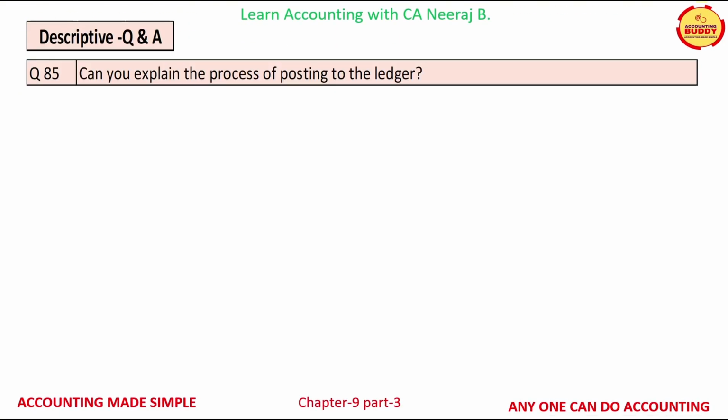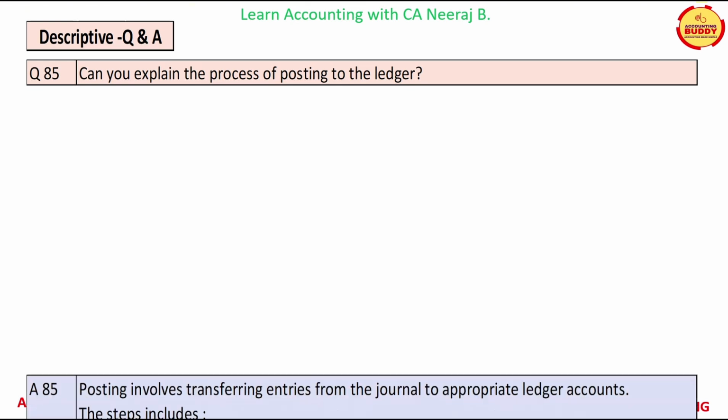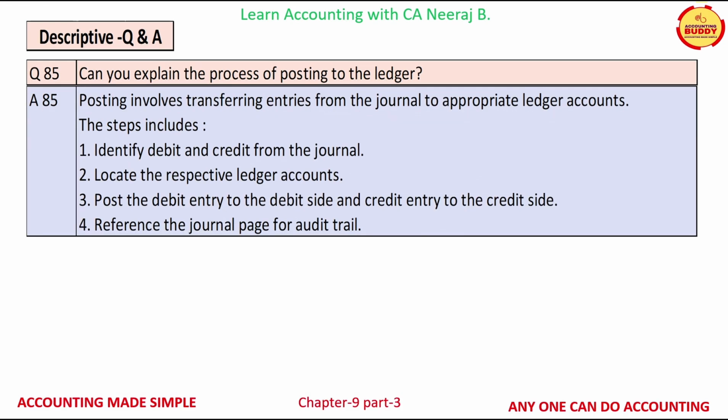Question number 85 is, can you explain the process of posting to the ledger? And the answer is, posting involves transferring entries from the journal to appropriate ledger accounts. The steps involved are: identify debit and credit from the journal, locate the respective ledger accounts, post the debit entry to the debit side and credit entry to the credit side, and reference the journal page for audit trail.